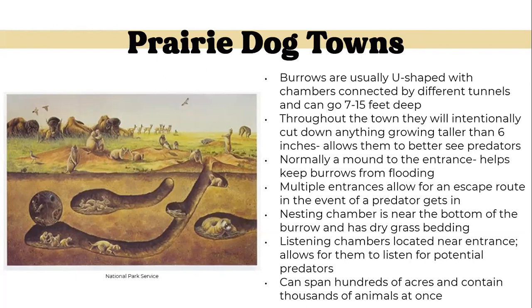So if you think about it, when Lewis and Clark were here, just think about how many different prairie dog towns there were within the Western United States. So there were a lot.